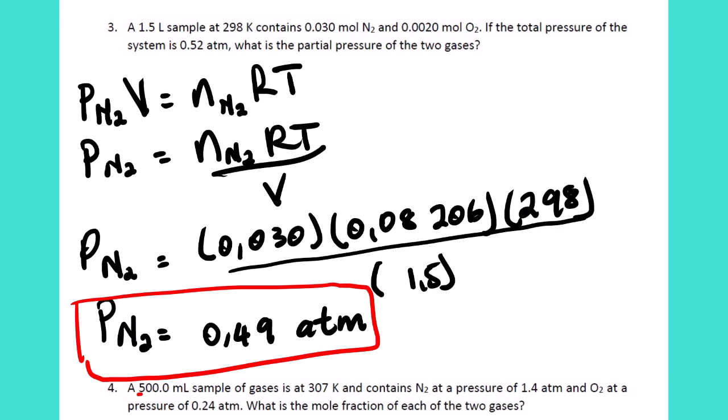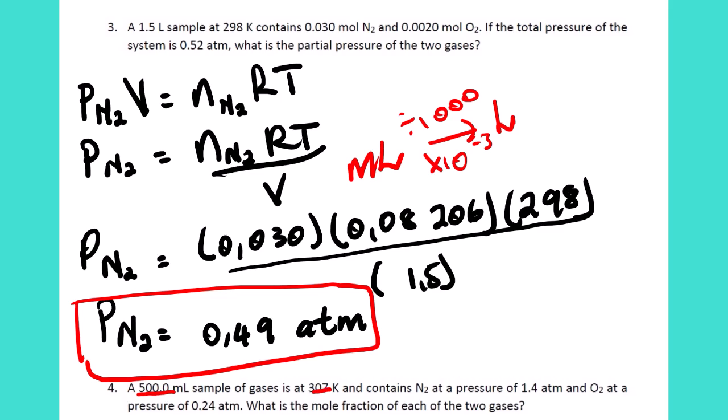We are given the volume. It's in milliliters, but we must convert to liters. To convert from milliliters to liters, we divide by 1000, or we multiply by 10 to the power negative 3.